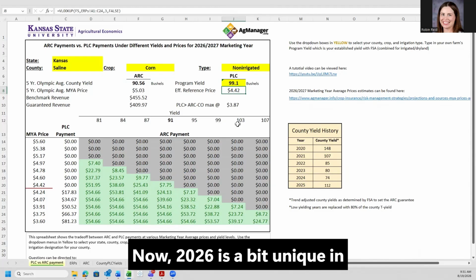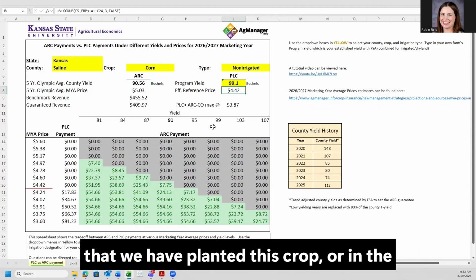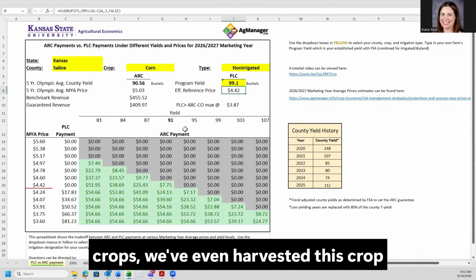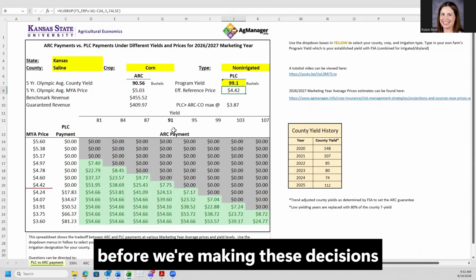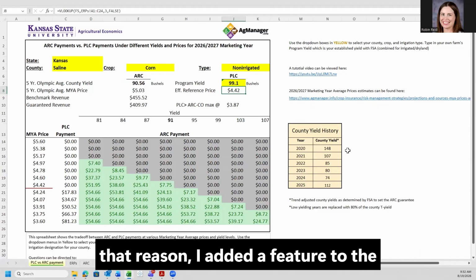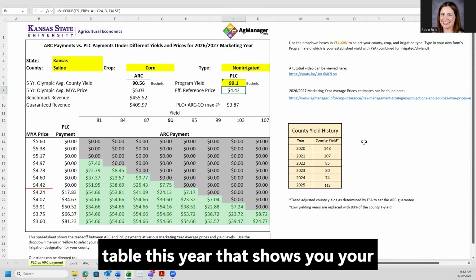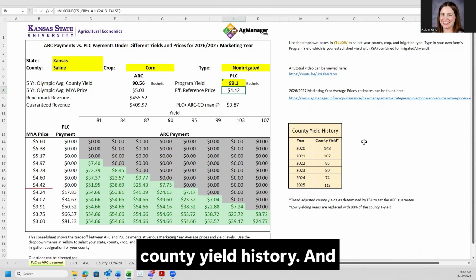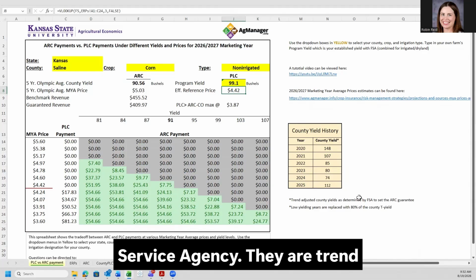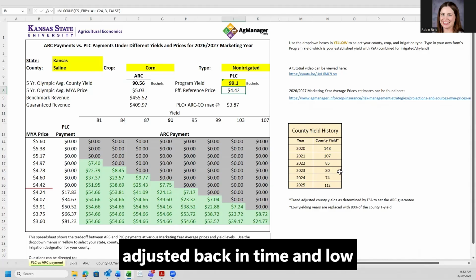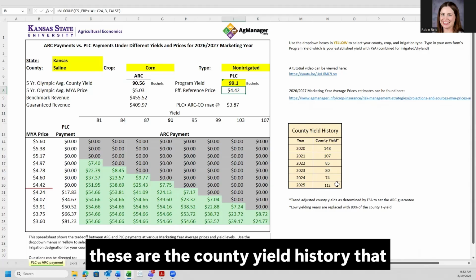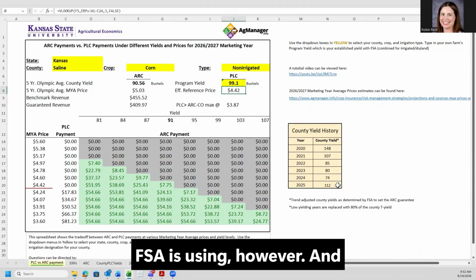Now, 2026 is a bit unique in that we have planted this crop, or in the case of wheat or some of our spring crops, we've even harvested this crop before we're making these decisions between ARC and PLC. For that reason, I added a feature to the table this year that shows you your county yield history. This is county yields released by Farm Service Agency. They are trend adjusted back in time, and low yielding years are replaced. So these are the county yield history that FSA is using.